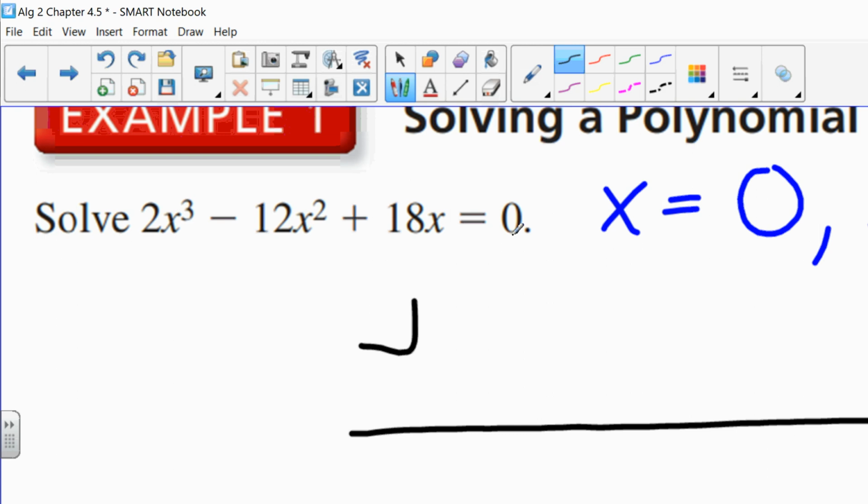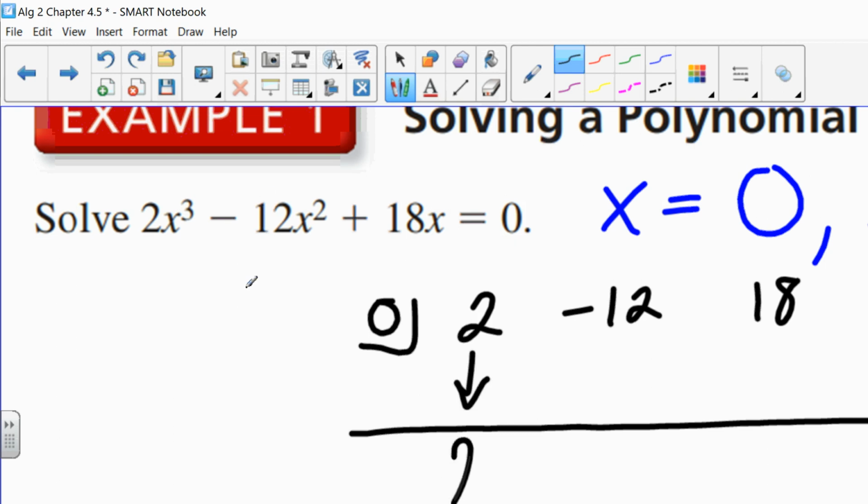So what we can start off by doing is plugging 0 into the cubby hole, and across the top we would have 2, negative 12, 18, and then 0. Because since we don't have a constant term, we need to put 0 in its place. The next thing we need to do is drop down the 2. Then we would do 0 times 2 is 0, negative 12 plus 0.